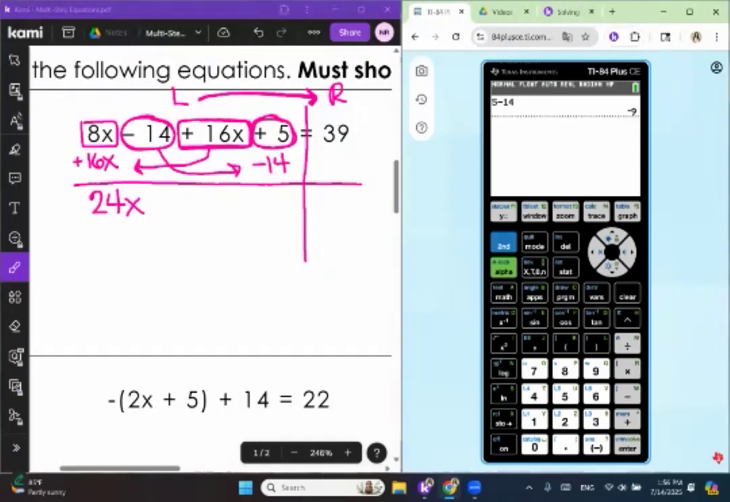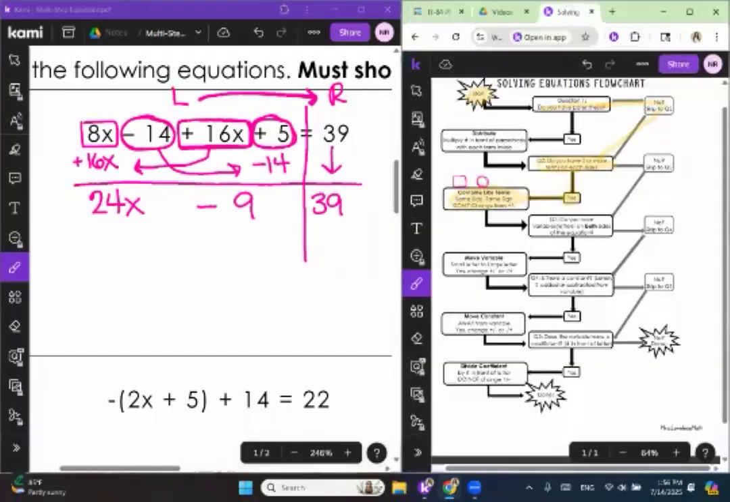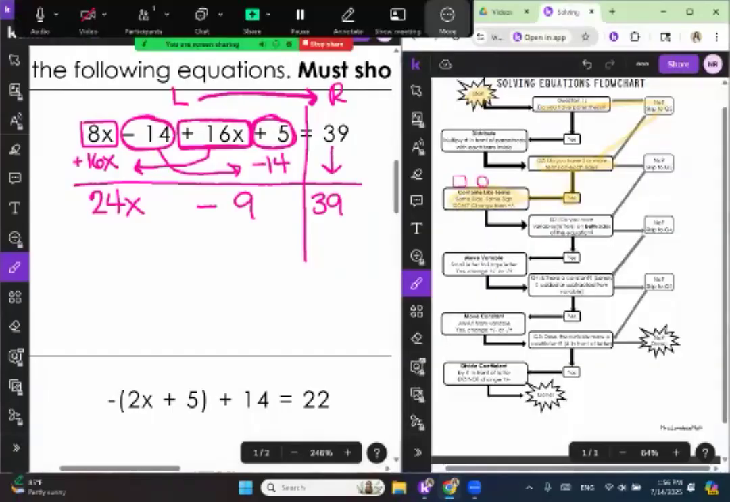5 minus 14 gives us negative 9. So I'm just going to write it big. We didn't do anything with the 39, so I'm going to bring that down. All right, going back to our flow chart. All right, once we're done combining like terms, moving on.